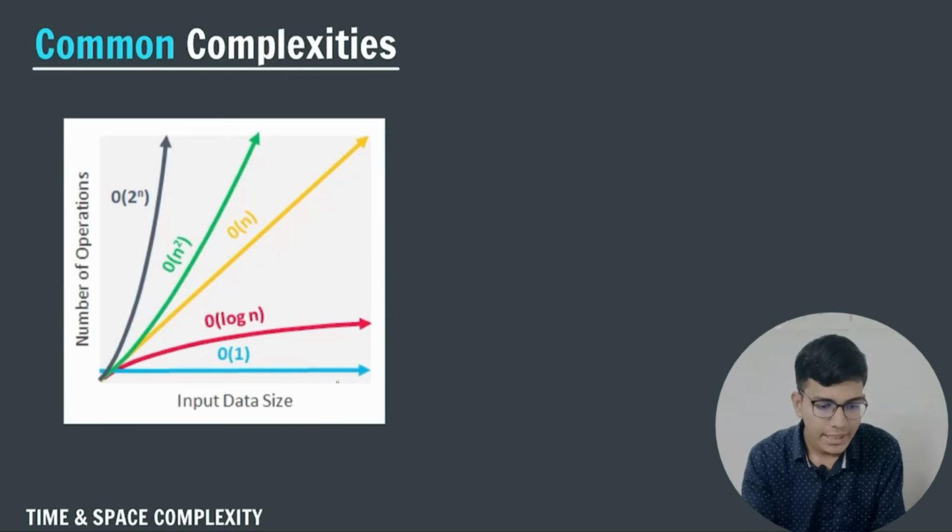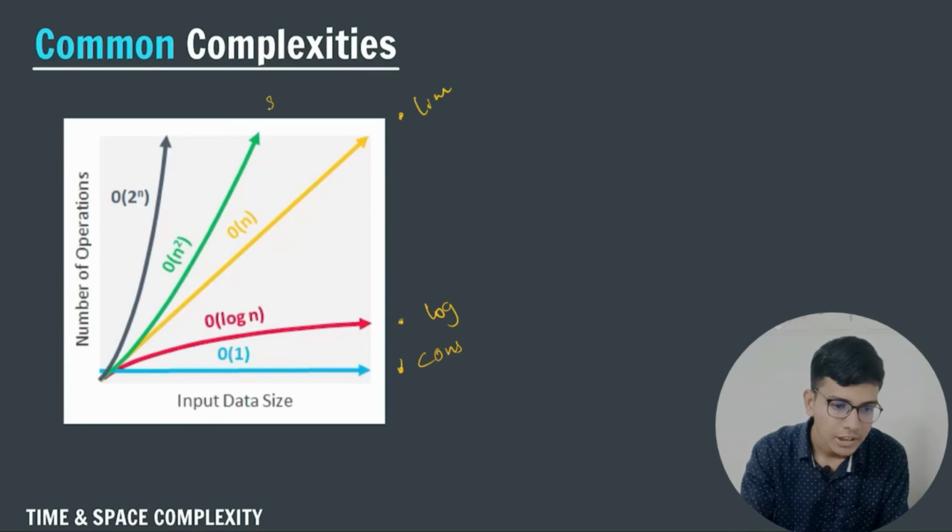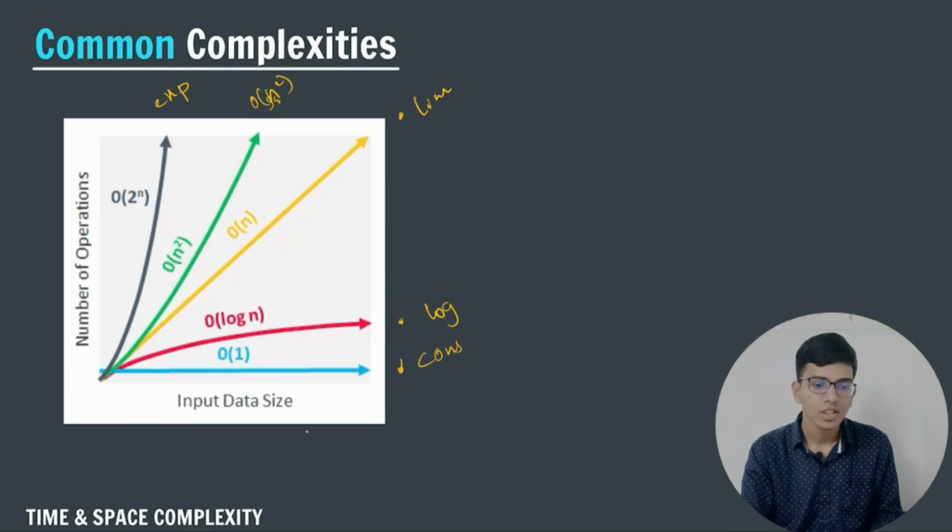This is the constant time complexity, log n time complexity, linear, after that square complexity, that is big O of n square, and after this is exponential time complexity. So constant time is more efficient than log n, log n is more efficient than linear time complexity, and n square is more efficient than exponential time complexity. Exponential is the worst time complexity ever.